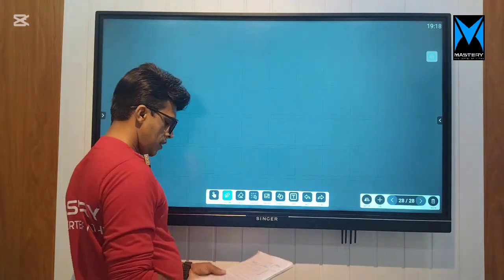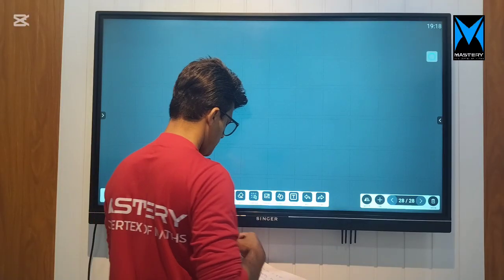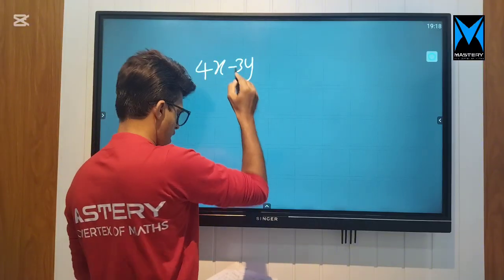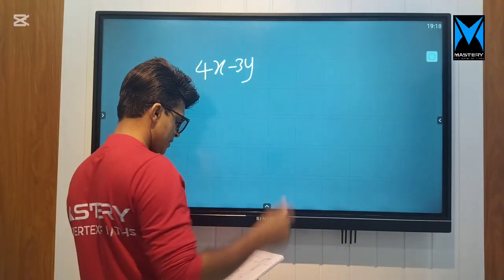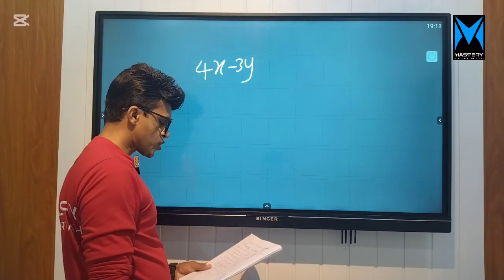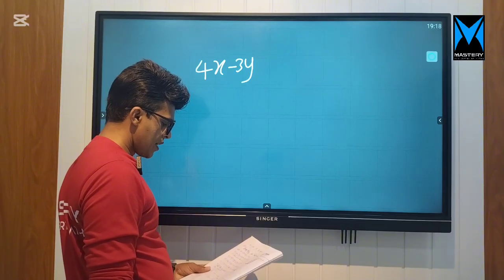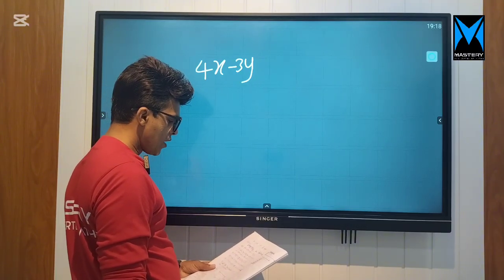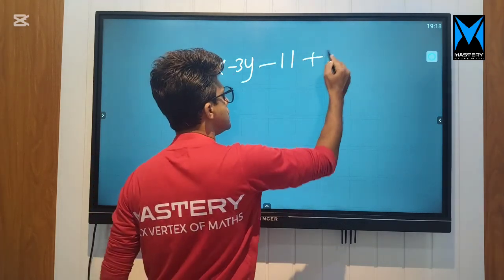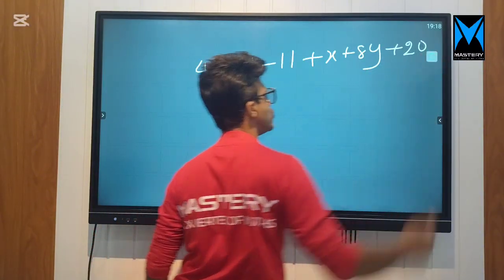So let's do this type of one. 4x minus 3y. I've written these terms, sums, so as to teach you very clearly. And also, here minus 11, plus x plus 8y plus 20. How can we do this type of one?